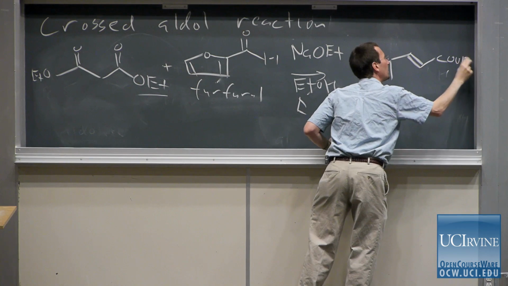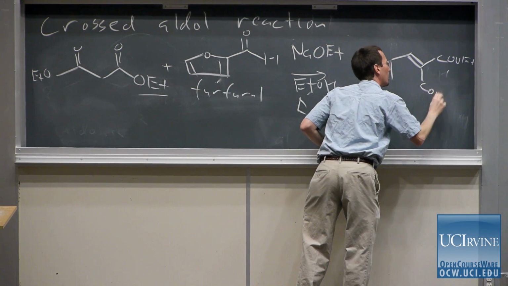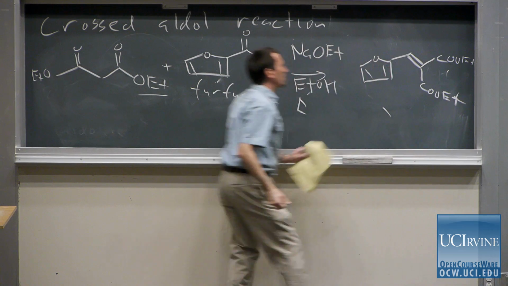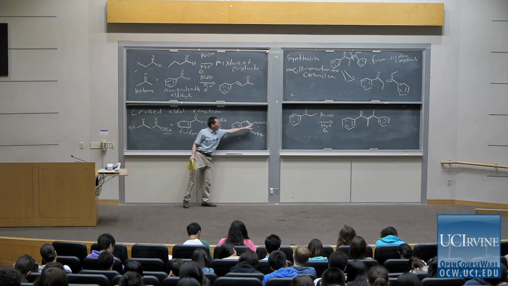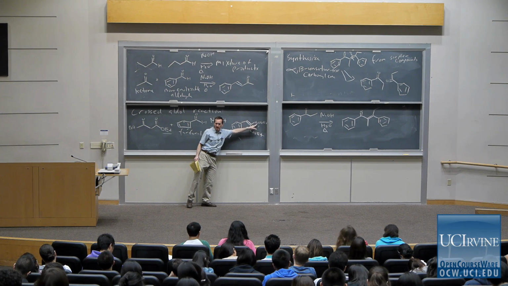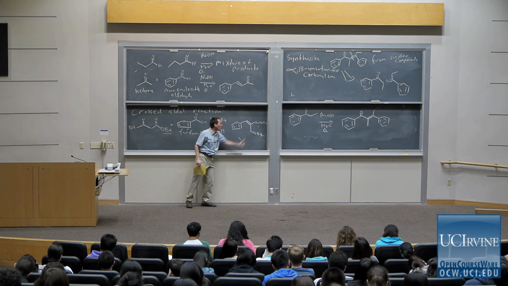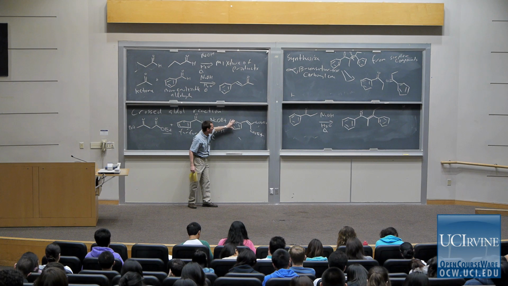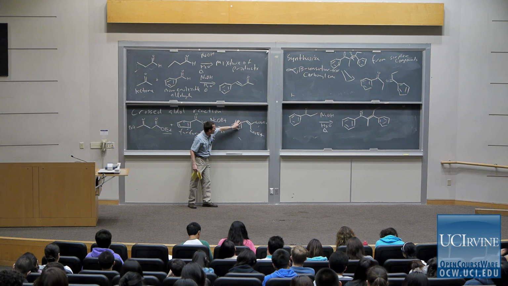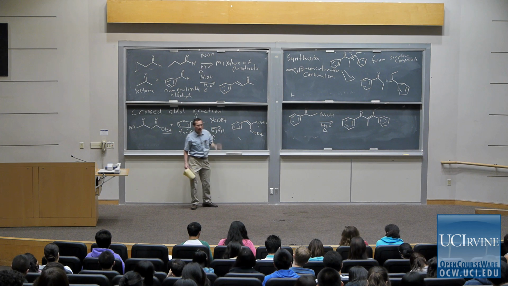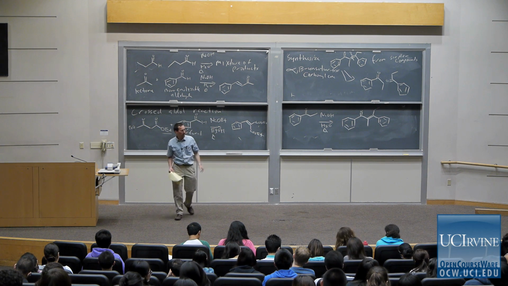And even though this looks very different, it's all the same principles we just saw. It's an alpha-beta unsaturated carbonyl compound, in this case an alpha-beta unsaturated 1,3-dicarbonyl compound formed from a non-enolizable aldehyde and an enolate of a highly enolizable component.